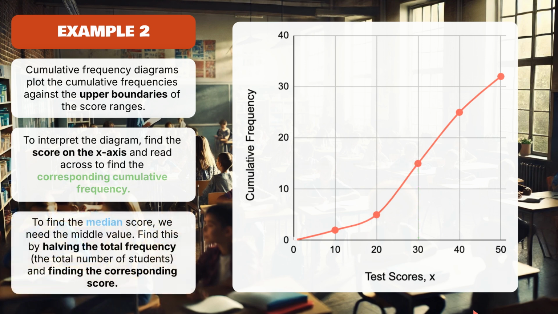To find the median score, we need the middle value. With 32 students, the median is the 16th score. Locate 16 on the cumulative frequency axis and read across to find the corresponding score. Let's say this point corresponds to a score of around 31. This means the median test score is approximately 31.